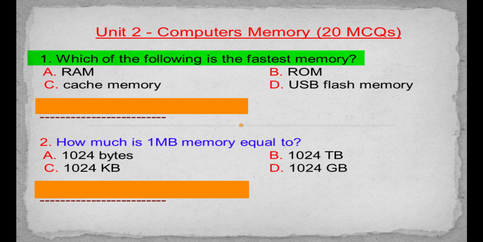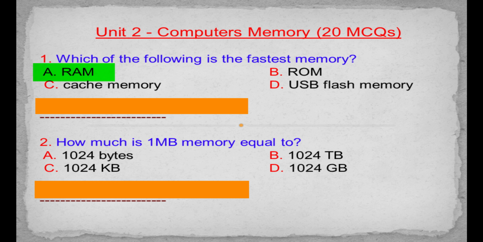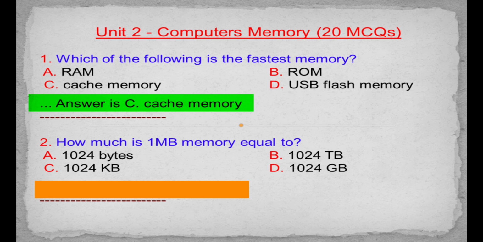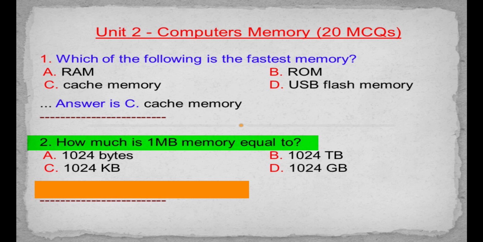MCQs number 1. Which of the following is the fastest memory? Option A. RAM. Option B. ROM. Option C. Cache memory. Option D. USB flash memory. Correct answer is option C. Cache memory.